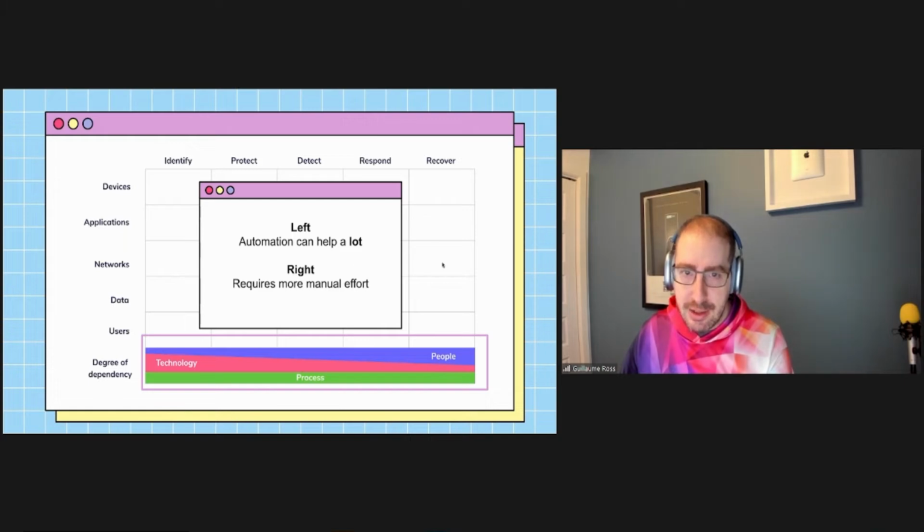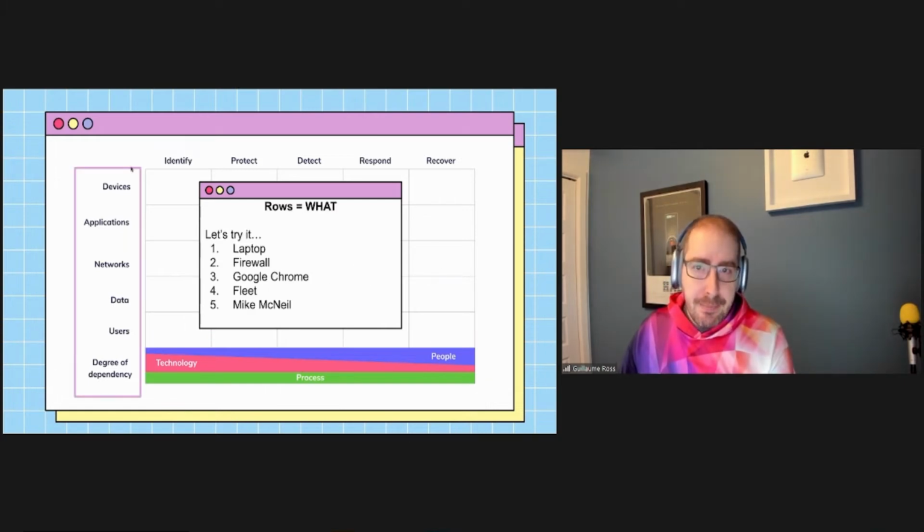So that's for the columns. Then if we look at the rows, these are the things that we care about, right? So devices, applications, networks, data, and users. I should actually not have put my box around degree of dependency here. Okay, so let's try it out. There's a few trick questions in there, but not all of them.